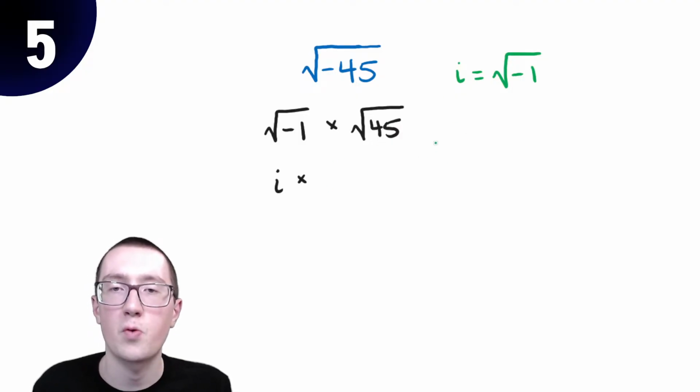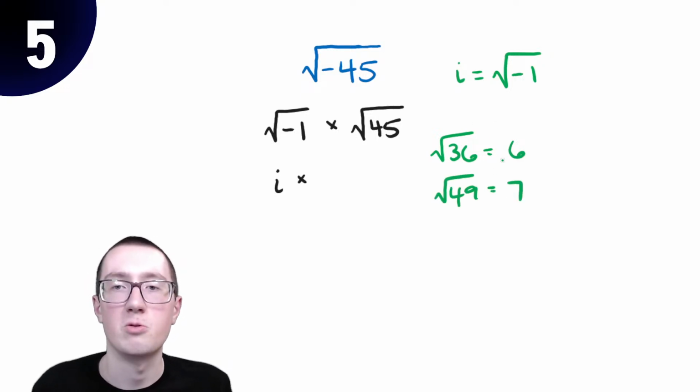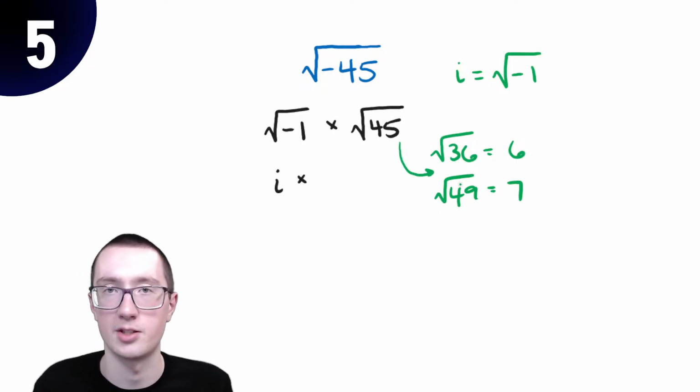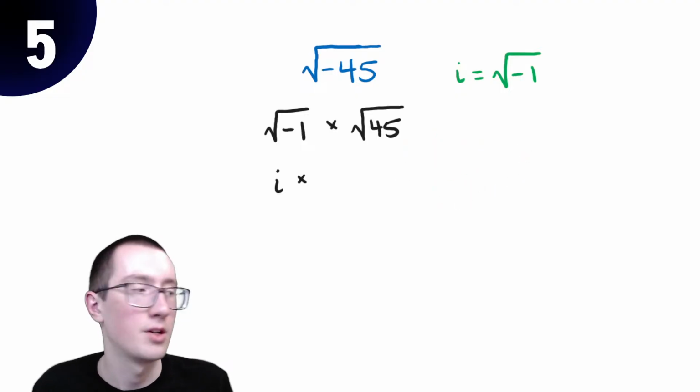Now here we have the square root of 45, which is not a nice even number. It's not a perfect square root because the square root of 36 is 6 and the square root of 49 is 7. By the way, you could just know this from 6 times 6 and 7 times 7. So the square root of 45 falls in between these two, and that's how we know that it's not going to be perfect.